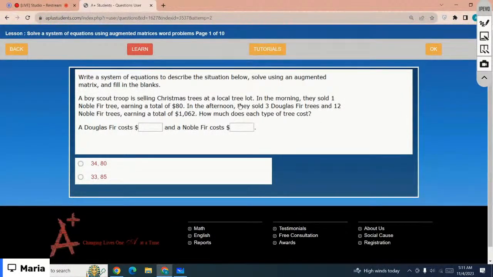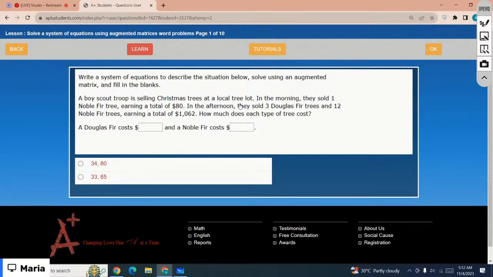Okay, a Boy Scout troop is selling Christmas trees at a local tree lot. In the morning, they sold one Noble fir tree, earning a total of $80. In the afternoon, they sold three Douglas fir trees and 12 Noble fir trees, earning a total of $1,062. How much does each type of tree cost?